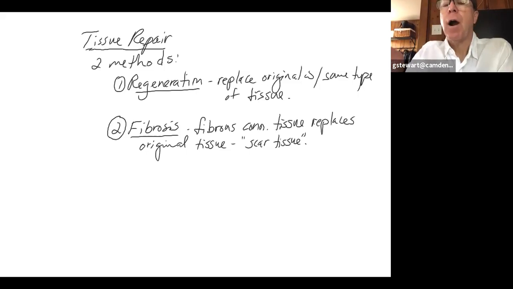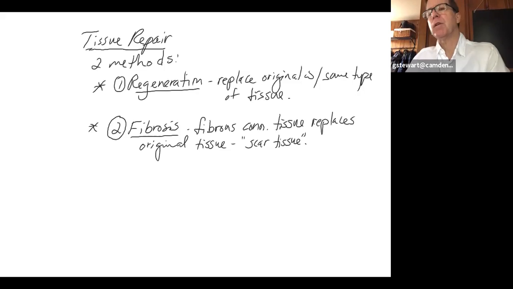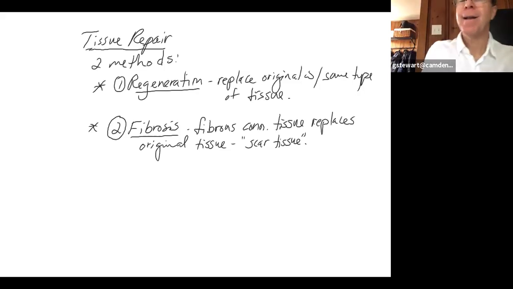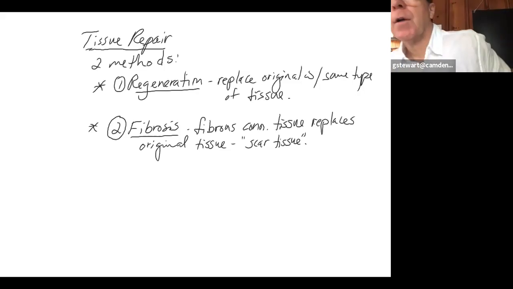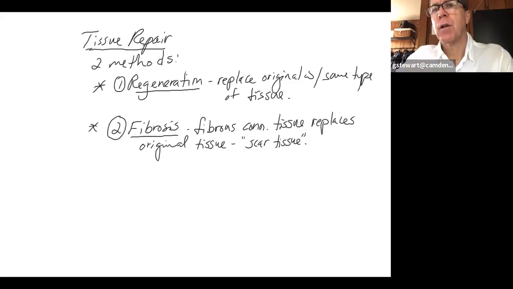Now, some tissues are highly regenerative, and the regeneration process is what goes on most of the time. Other types of tissues, when they're damaged, are almost completely non-regenerative, and so they use this type of tissue repair when they get damaged. But to be honest with you, almost all tissues undergo some variation of both of these, and it depends on A, the tissue that was injured originally, and B, the degree of damage that was done.